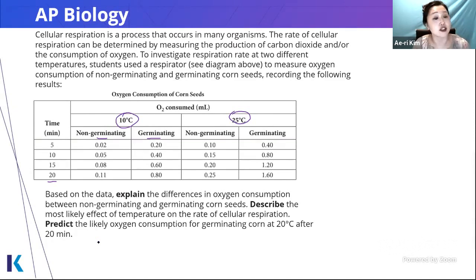Okay, and then if I have higher temperature, I also have higher rates of oxygen consumption as well. So nice. Okay, so explain the difference first of all. It says between the non-germinating and germinating. Well, you can clearly see from the table that there's more oxygen being consumed in germinating versus non-germinating.